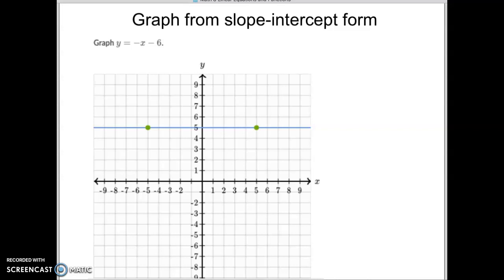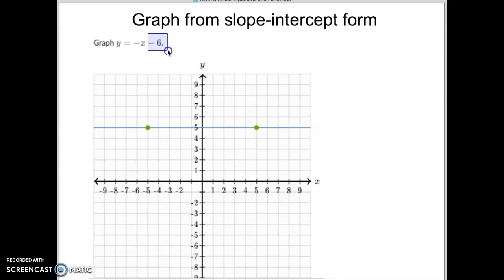So today you are doing graph from slope-intercept form. So you're going to notice again, we have these equations in y equals mx plus b. In this case, you might notice the m is that negative again. If you remember from yesterday or the last video, a negative in front of the number means a slope of -1. And notice that this is a -6, not a +6. That just means that your y-intercept is at -6 instead of +6.